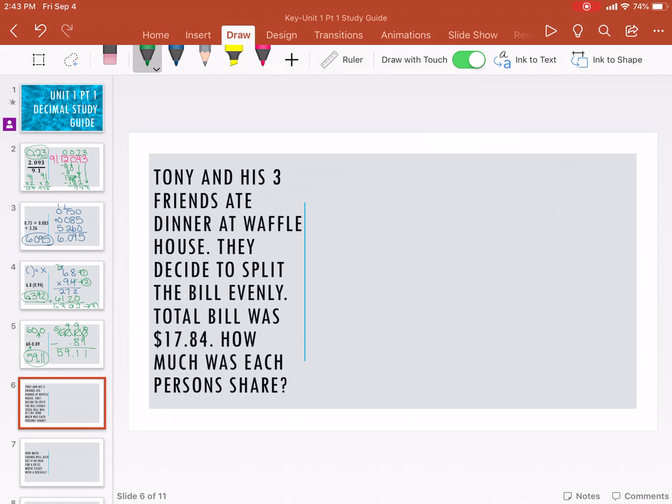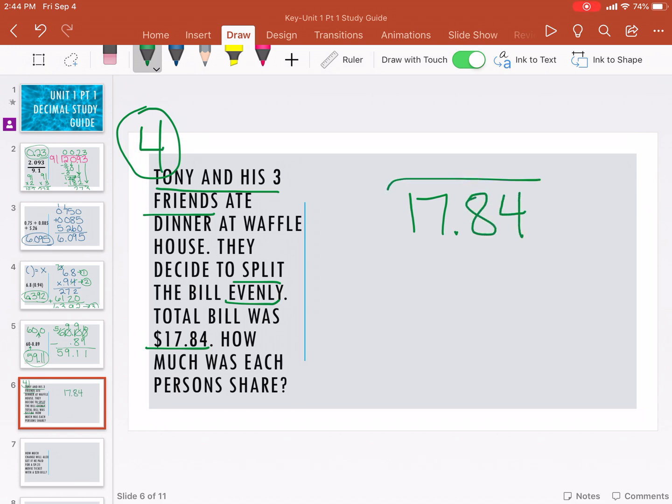Tony and his 3 friends ate dinner at Waffle House. They decided to split the bill evenly. The total was $17.84. How much did each person share? Okay, so this is tricky. Tony and his 3 friends is 4 people. So it's going to be $17.84 divided by 4 people. We're going to raise the roof because the decimal's already at the end in the 4.